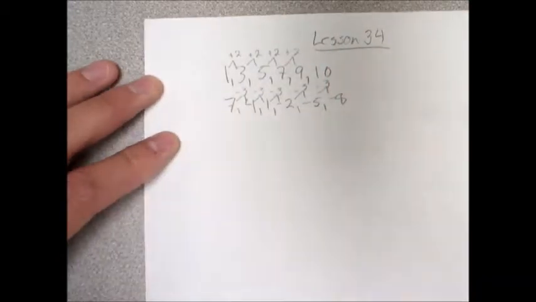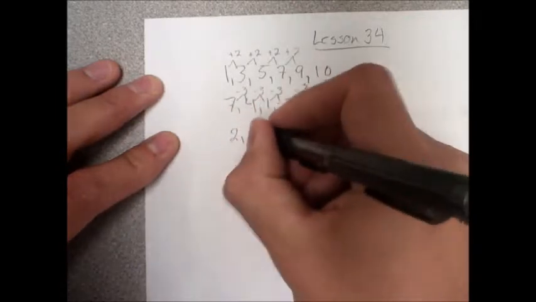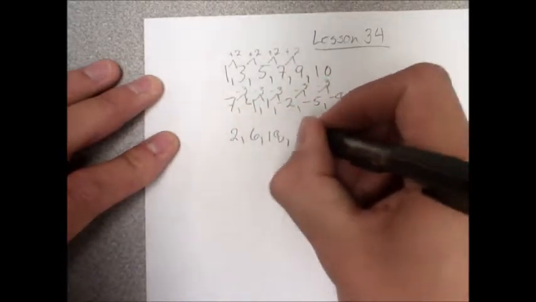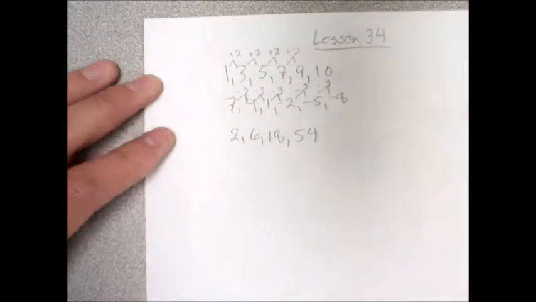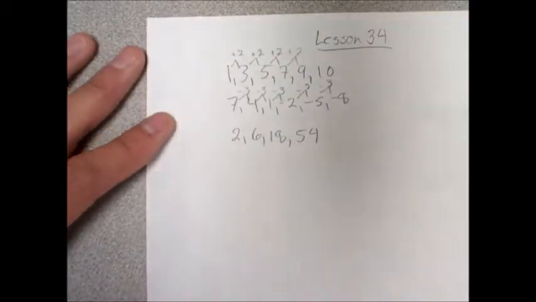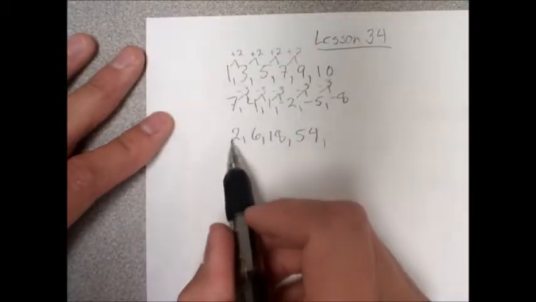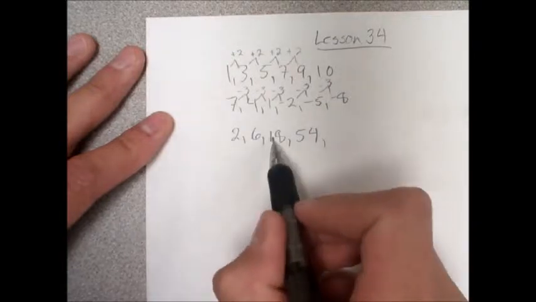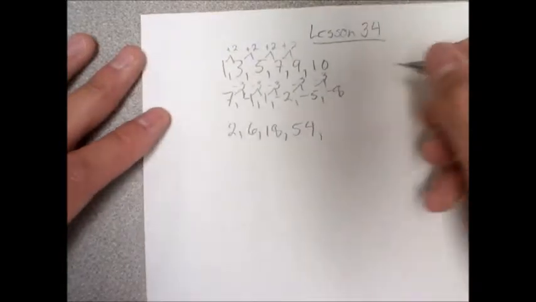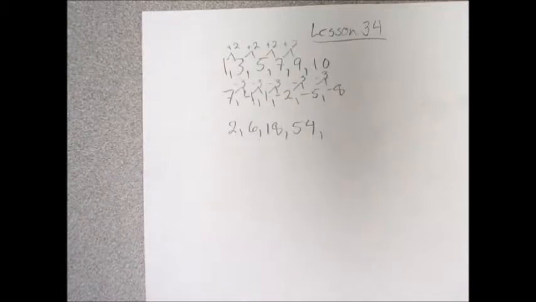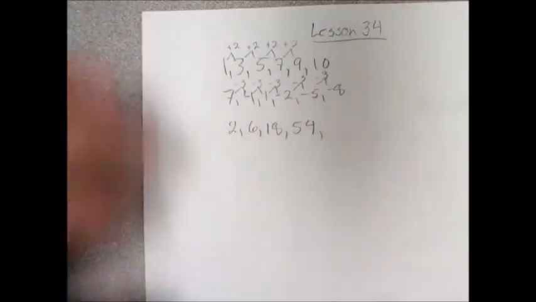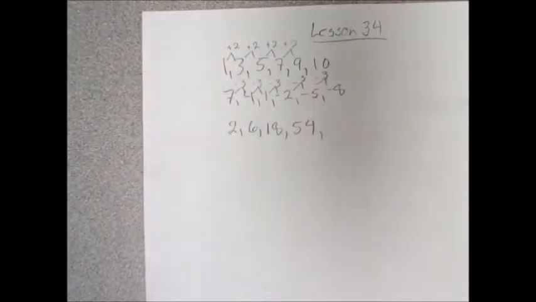Okay? 2, 6, 18, 54. This one's a little different. What's happening in between each one of these? We're multiplying by 3. So 2 times 3 is 6. 6 times 3 is 18. 18 times 3 is 54. So 3 times 54 is like 162, I think. Let me double check that.